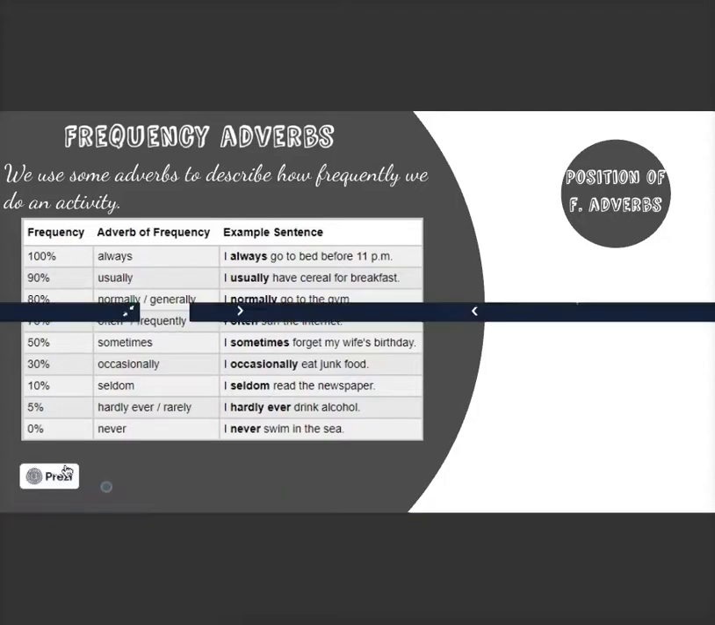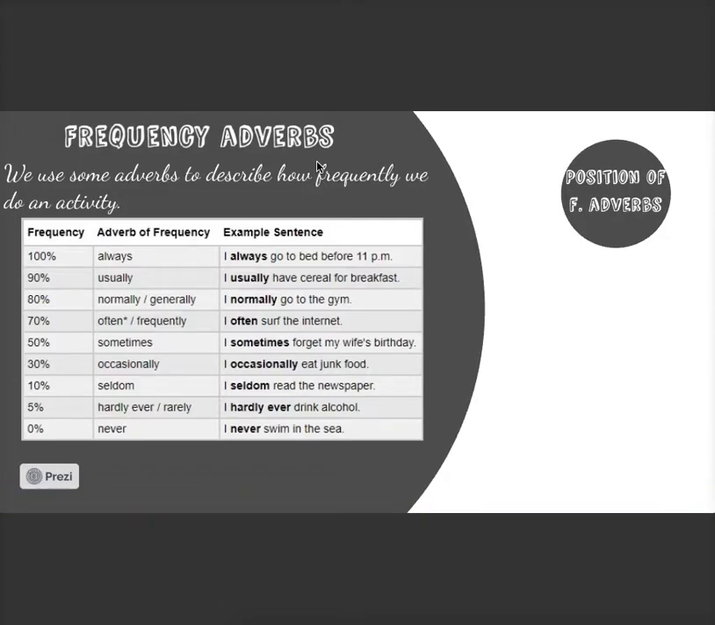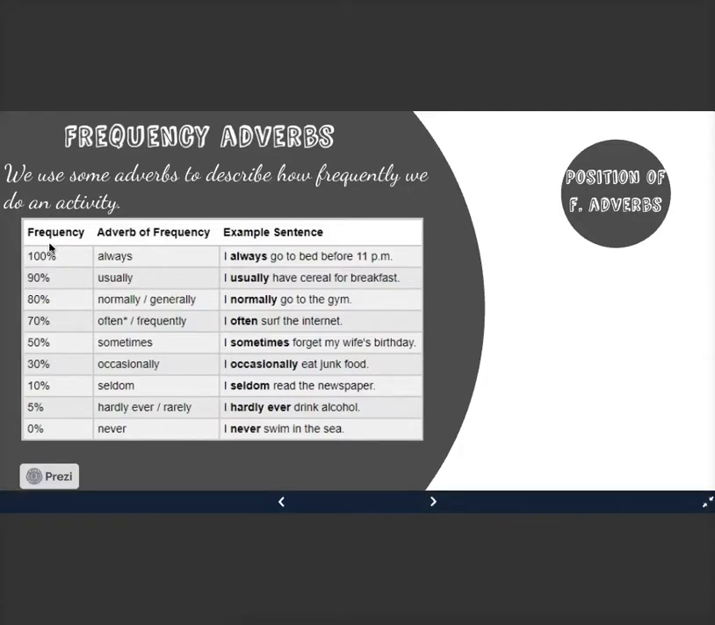So, we use some adverbs to describe how frequently we do an activity. So, look at this chart. In this chart you are going to find the usual frequency adverbs and the frequency that those adverbs represent. For example, if you say always, what is the meaning of always? I always go to bed before 11 p.m. Siempre. So 100%, that's something that you always do no matter what.